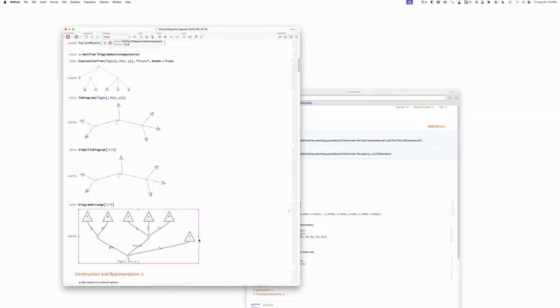That's cool. Diagram arrange converts from the diagram networks into grids. Okay, this helps me understand what's going on, right? Because this is basically showing how you compute f of g of x, just like the tree would show you how to compute it. But now I don't understand these nodes. Oh, I see. This is a node. It's just application, basically, or construct.